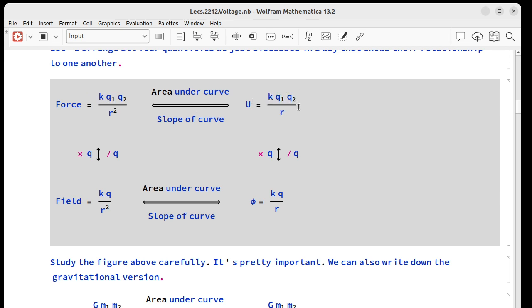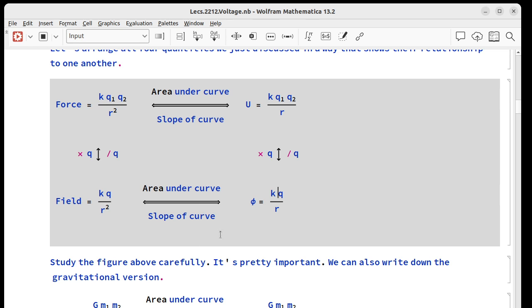Really, the easiest way to do it is calculus and say they're integrals or derivatives of each other. But since we can't use calculus, we can say the slope of the potential energy curve gives us the force, or the area under the force curve gives us the potential energy. Same down here, the same connection between field and potential, slope of the curve versus area of the curve.